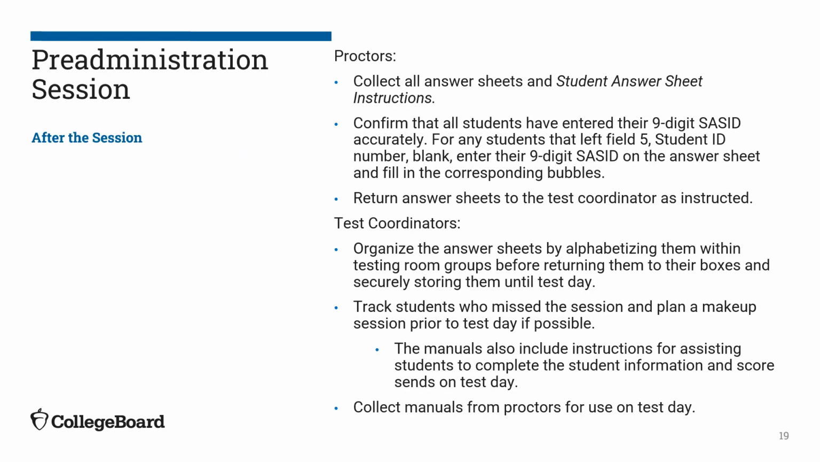After the session, proctors will collect all answer sheets and student answer sheet instructions. Confirm that all students have entered their 9-digit SAS ID accurately. For any students that left Field 5, Student ID Number, blank, enter their 9-digit SAS ID on the answer sheet and fill in the corresponding bubbles. Then return answer sheets to the test coordinator as instructed.